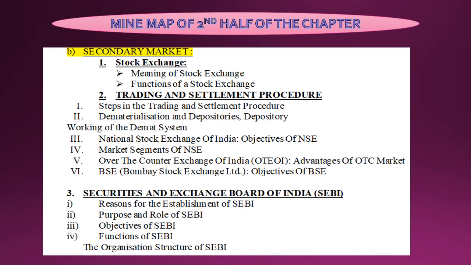Now, coming back to the mind map, we are learning the second half of the chapter, which is the secondary market, where we have already completed the primary market. These topics are very important, so I thought I would put the mind map up again so that you're not lost and you know which topic we are covering and what we are going to do next. The meaning of stock exchange is going to come as a 2-marker, and most papers ask you the functions of stock exchange or stock market, which comes as an 8-marker. So these topics are very important.